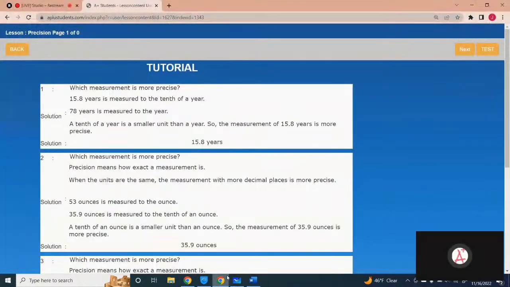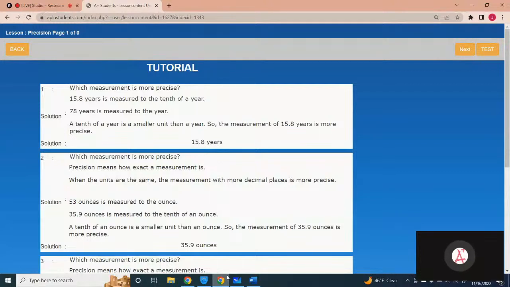Which measurement is more precise? 15.8 years is measured to the tenth of a year, and 78 years is measured to the year. So which would be the more precise? Basically, the smaller units are the precise one. Got it? Because the bigger ones are not precise. So the tenth of the year is a smaller unit. So it would be precise. The 15.8 years is precise. Got it?